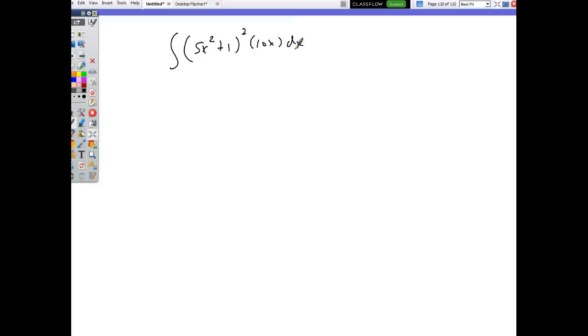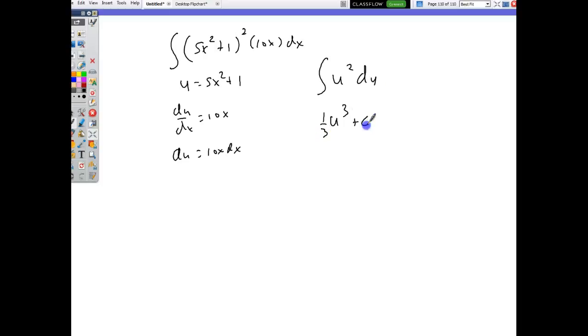I look at this and go, oh, this is fun. I'm going to say u is equal to 5x squared plus 1. Therefore, du/dx is equal to 10x. Agreed? du equals 10x dx. It's sitting right there. Life is good. 10x dx is just du. This becomes u to the third over 3 plus c. I get 1/3 of, put the u back in, (5x squared plus 1) to the third power plus c. Agreed? So life is good.